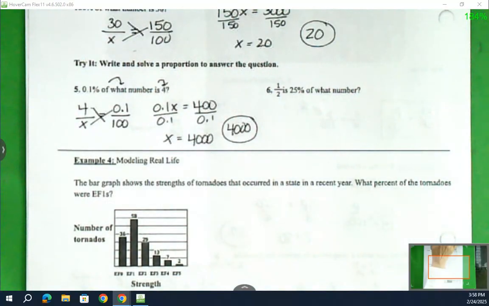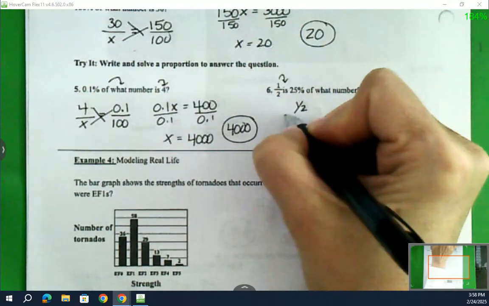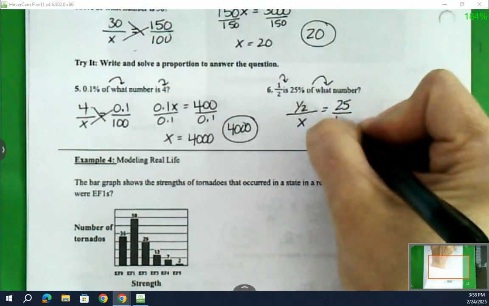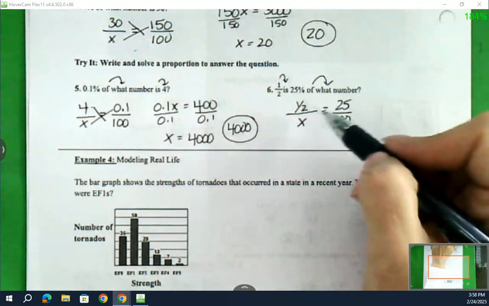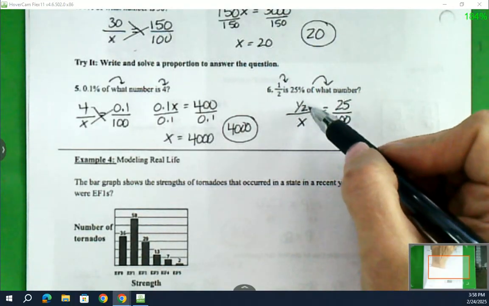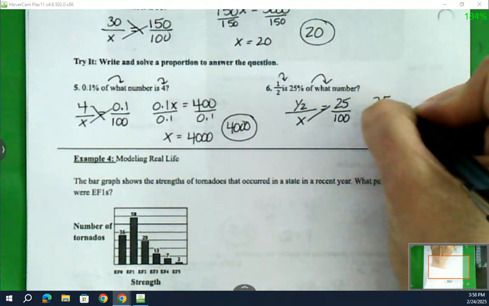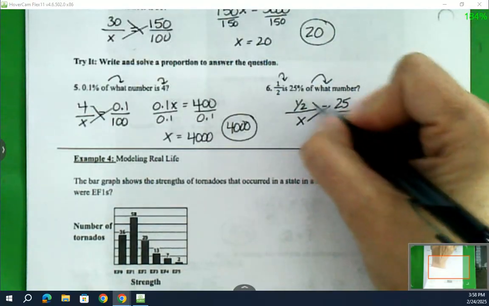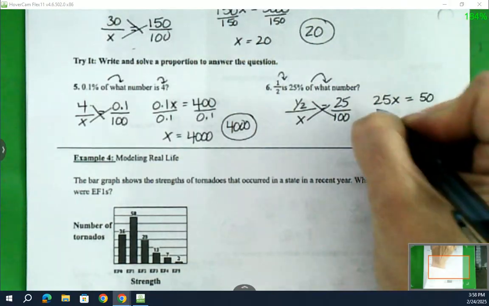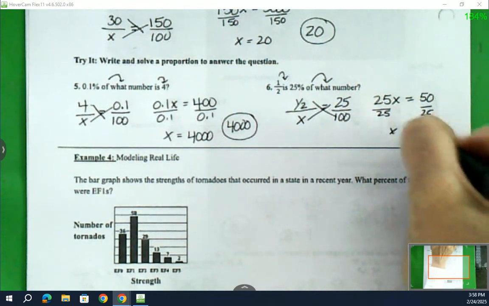All right, so the next one here, we have a fraction. Don't let that scare you. It's 1/2 is 25% of what number? And 25% means 25 over 100. So we can multiply by a fraction. You can use alpha y equals on your computer, or on your calculator, or you can do 0.5 times 100. So x times 25 is 25x, and 1/2 of 100, or 1/2 times 100, is 50. And then we're dividing both sides by 25, and x equals 2. So our answer is 2.